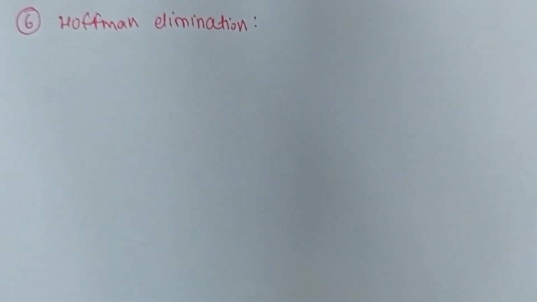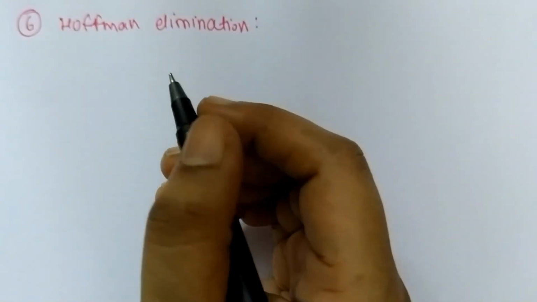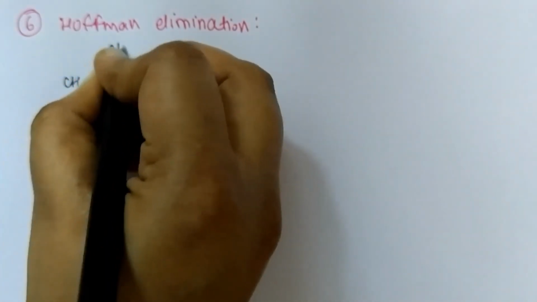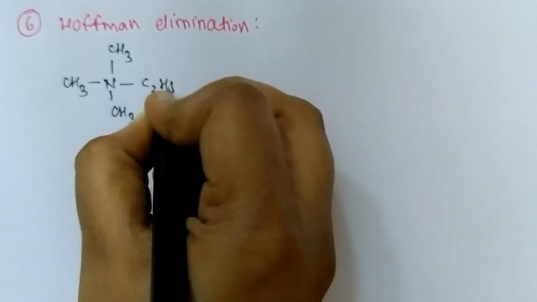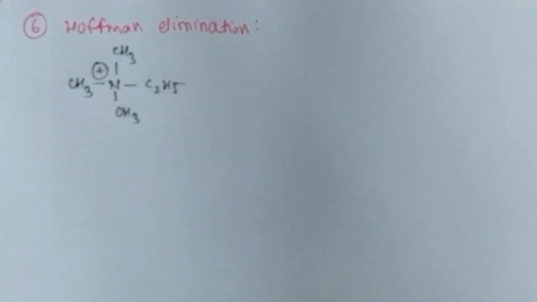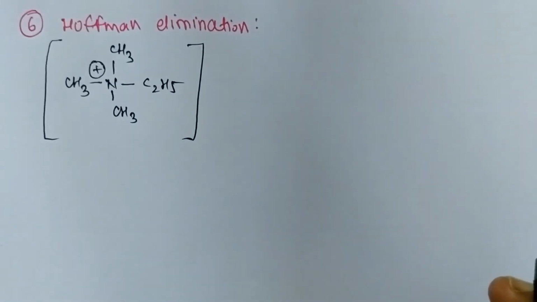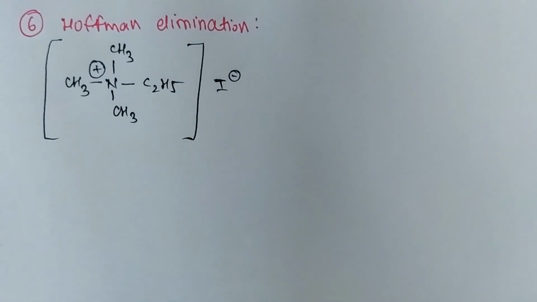Now in the Hofmann elimination reaction, we require a quaternary ammonium compound, that is N(CH3)3(C2H5). Let us consider this particular compound. Of course, it has a positive charge, and therefore it is bonded to an iodine ion.